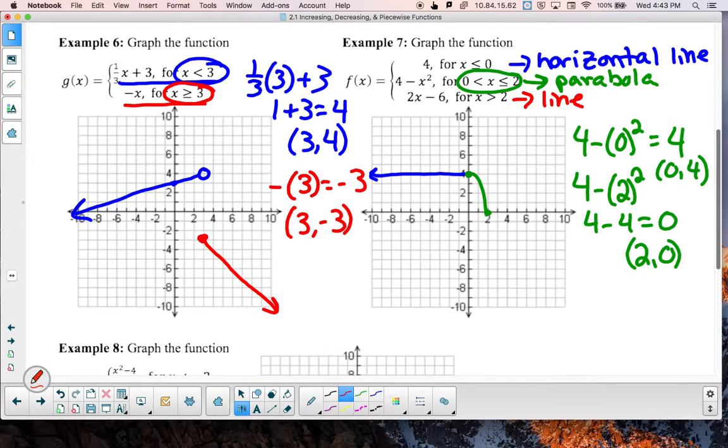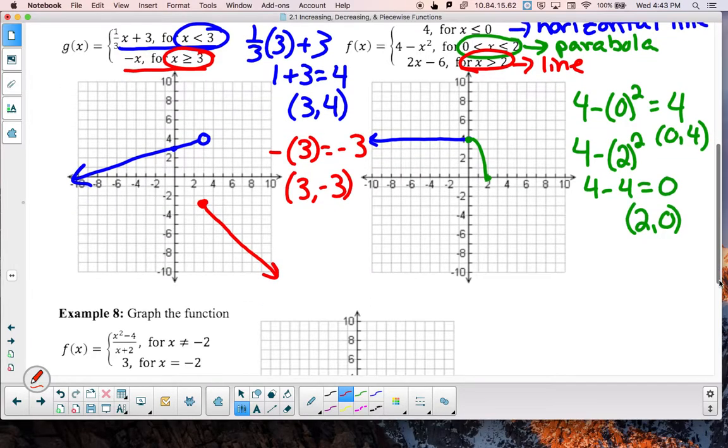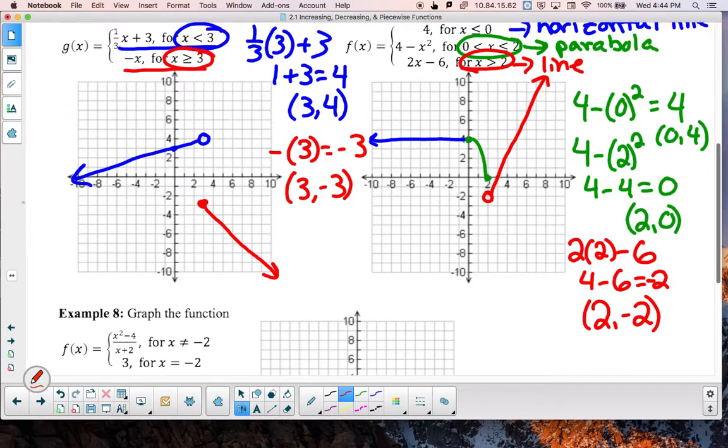And so we need to find out what this endpoint is for our bottom. And now this one is not included, so I plug in 2 into my bottom portion. So 2 times 2 minus 6. So 4 minus 6 gives us negative 2. This is the point 2, negative 2. And again, this x value is not included, so we have an open circle at 2, negative 2. And then this has a slope of 2, so I can go up 2 over 1, and then draw my line from there.